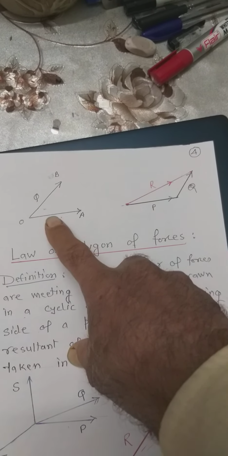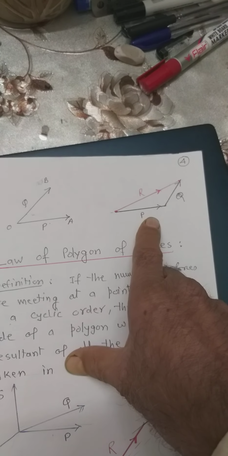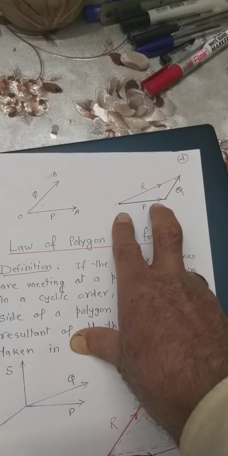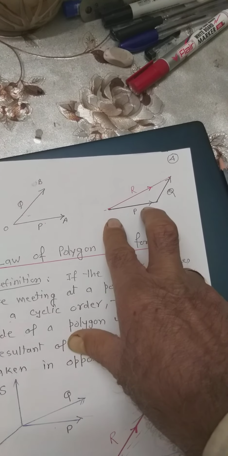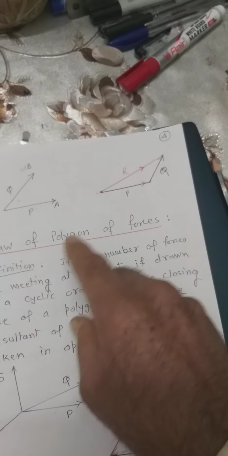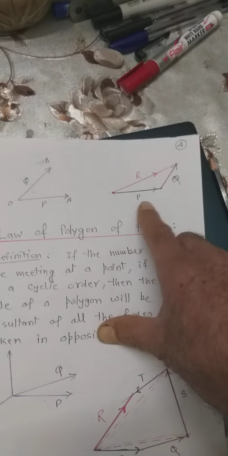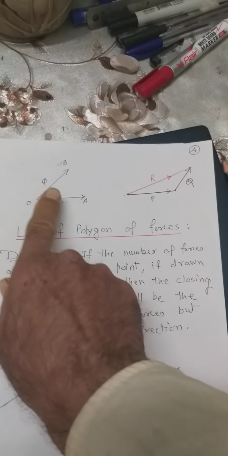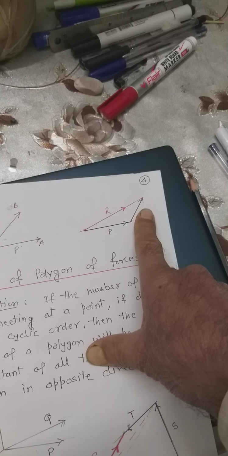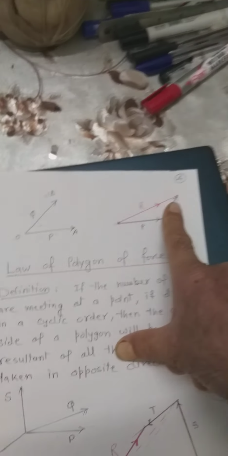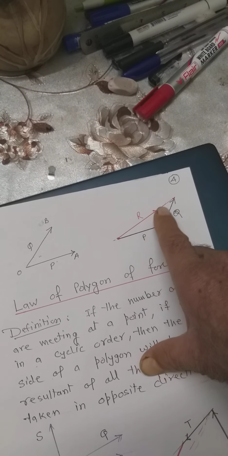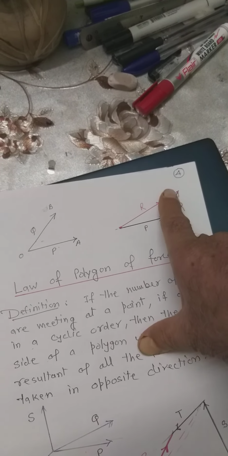Now draw a line parallel to force P, of whatever magnitude and scale we are going to consider. Then in cyclic order, we go in this direction. So now we are taking this force from here to here, which is parallel to this and according to magnitude. Now these two forces are drawn in a cyclic order, and when joined together, they complete the triangle.